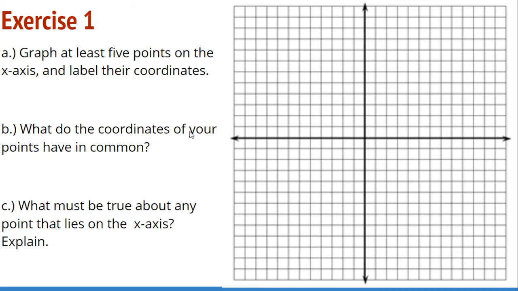Exercise 1, graph at least 5 points on the x-axis and label their coordinates. So we want them to be right on the x-axis. So pause the video, find 5 points that you can put on your x-axis and then write down their coordinates. On the x-axis, so that means I need to be right on this line here.